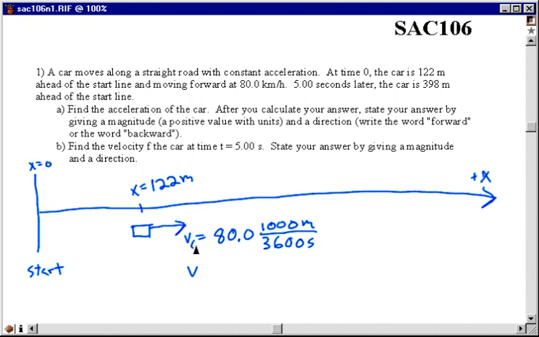So I'll actually call that V0, the initial velocity. V0 works out to be 22.22 meters per second. I'll keep an extra significant digit. I got 4 of them here for the intermediate work. And 5 seconds later, it's up here someplace, 398 meters ahead of the start line.